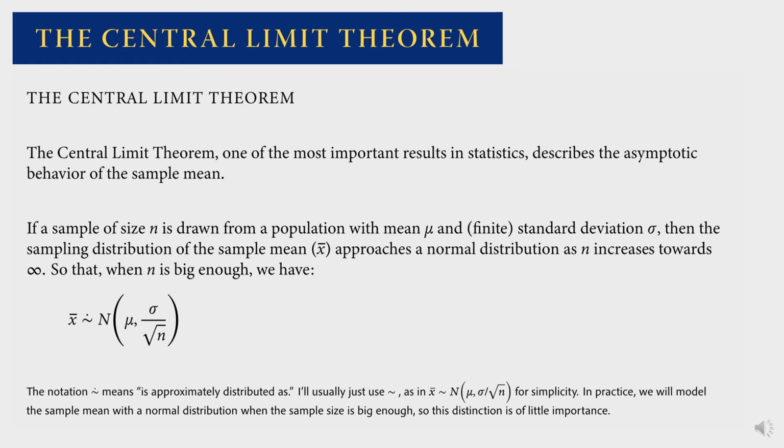The central limit theorem describes the asymptotic behavior of the sample mean. If we take a sample of size n from a population with mean mu and standard deviation sigma, then as n approaches infinity, the sampling distribution of the sample mean approaches a normal distribution with mean mu and standard deviation sigma divided by the square root of n.